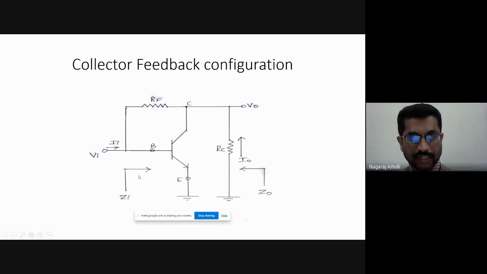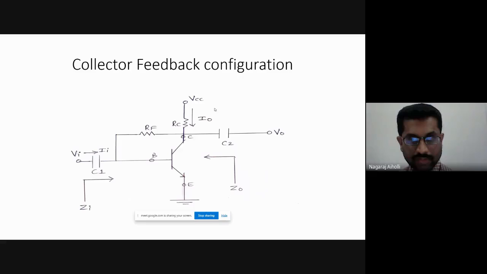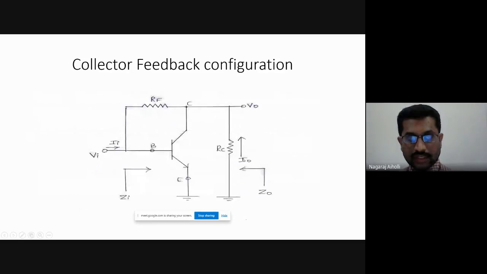This is the input impedance ZI seen from the input side at the input terminals. Then the output impedance is Z0 seen from the output terminals. And what about the direction of I0? Look into the direction of I0 that is coming from VCC into the collector terminal. Therefore, the I0 is shown as into the collector terminal through resistance RC. That is the convention that we are using. That is the input current and output current we are showing into the transistor.